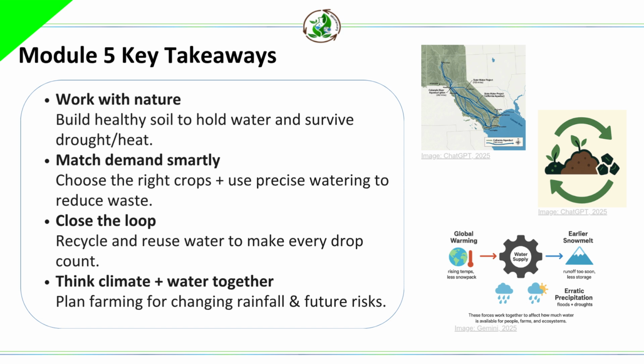Let's wrap up Module 5 by highlighting the key takeaways. First, we need to work with nature. Building healthy soil helps it hold more water, which makes crops stronger during droughts and heat waves. Second, we should match demand smartly. That means growing crops that make sense for the local climate and using precise watering tools to cut down on waste. Third, it's important to close the loop. Whenever possible, recycle and reuse water so that every drop counts. And finally, we must think about climate and water together. Farming isn't just about today's weather, it's about preparing for changes in rainfall patterns and planning for future risks.